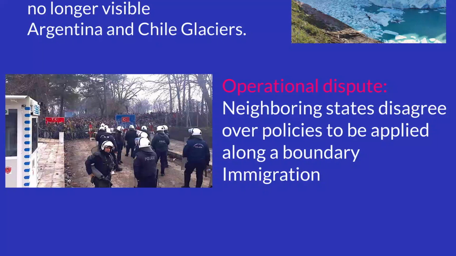Finally, an operational dispute is when neighboring states disagree over the policies applied along a boundary. A big case of this is immigration. Countries all over the world have issues with immigration and people moving over boundaries. Some states don't want people to leave, like North Korea. Some states are fighting to keep people out. We saw this a lot in the migration and the refugee crisis in Eastern European countries, where they started to put up fences to block refugees from coming over their boundary. So it's where neighboring states disagree over policies applied along a boundary. And like we said, immigration is a big one for this.